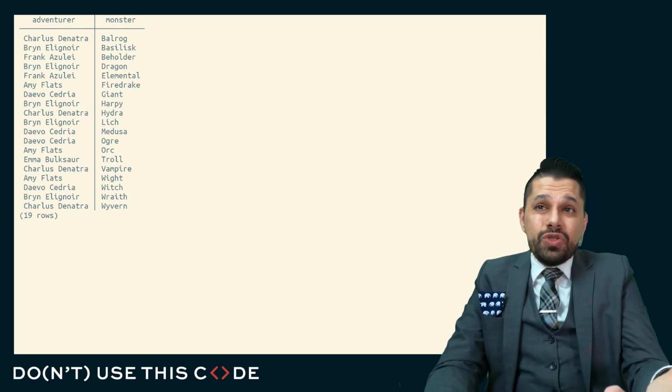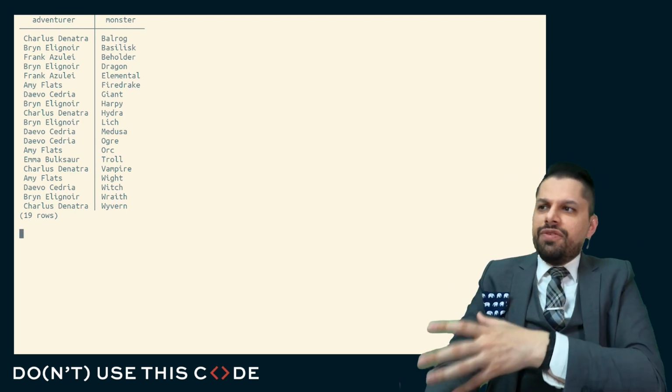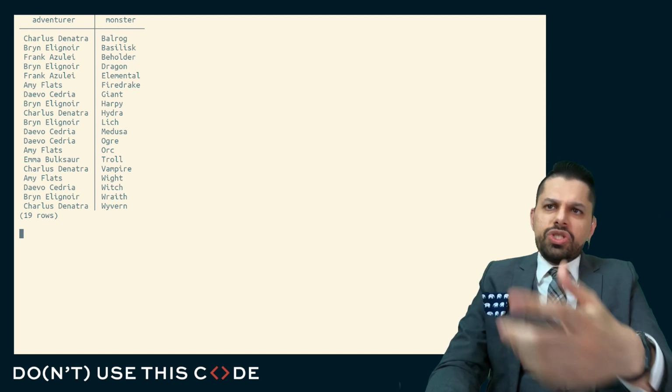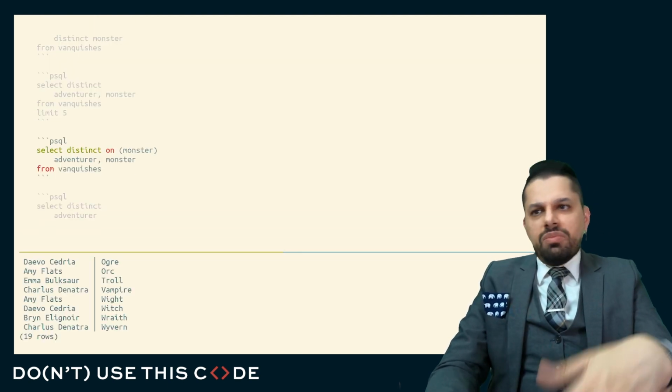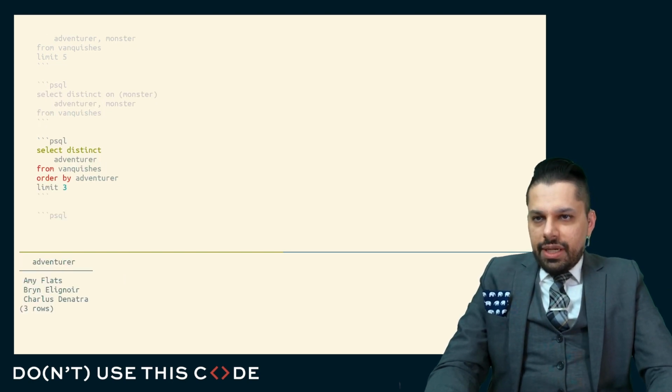And so this query might be very useful for me to say, give me at least one adventurer, I don't care who managed to defeat each monster. I don't care which one it is, I don't care if it's the first one or the last one, but just give me one of each for each monster. Maybe I'm using that for some debugging of the data. I can order this data.